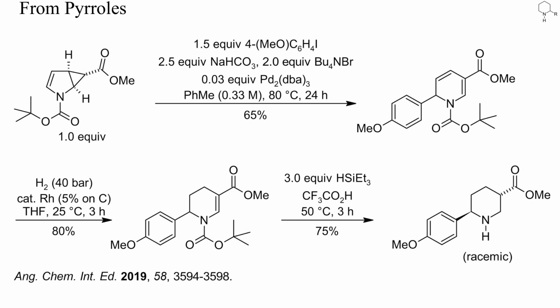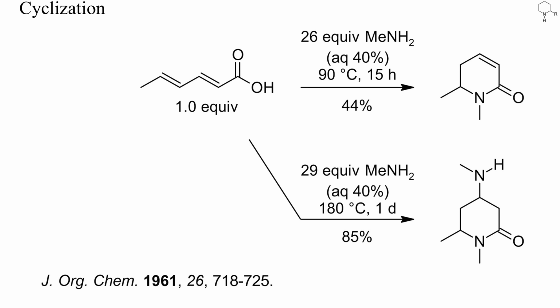Cyclopropanated pyrroles can react with carbon nucleophiles and yield substituted dihydropyridines. In this example, a 2-aryl dihydropyridine resulted, which was reduced to the piperidine by catalytic hydrogenation and a final acid-mediated reduction with triethylsilane. I'll show you now some examples of cyclization reactions that yield 2-substituted piperidines or close precursors.